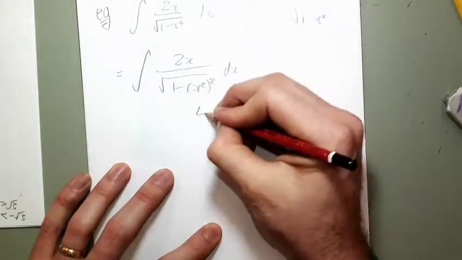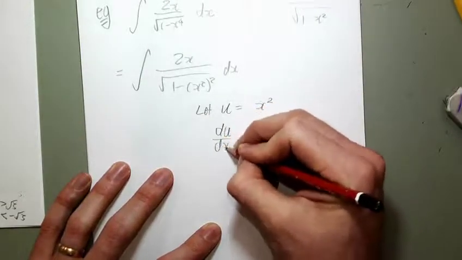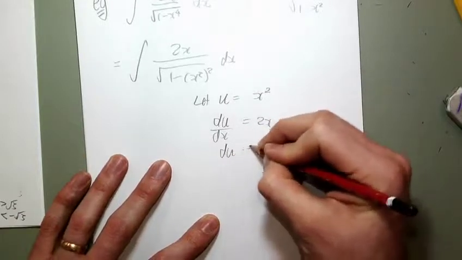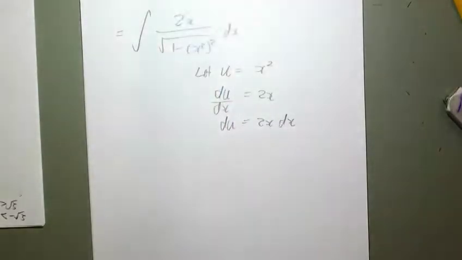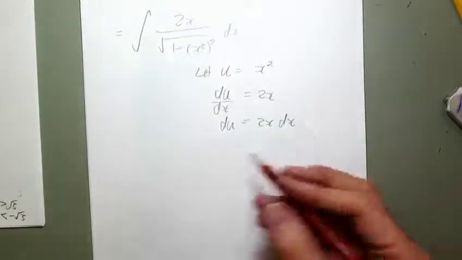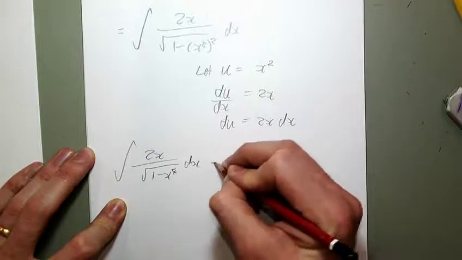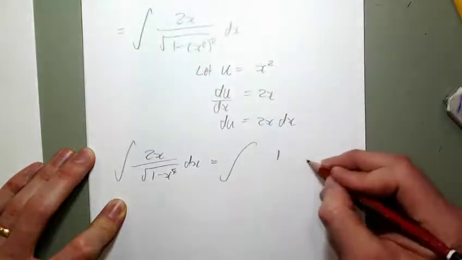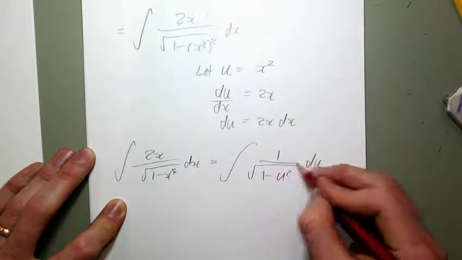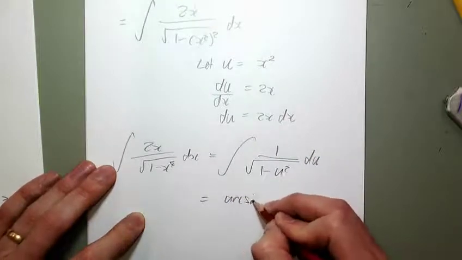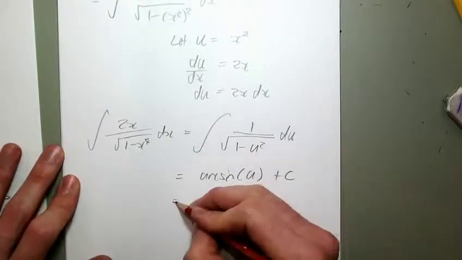Let u be equal to x squared. So then du on dx is 2x. So du is 2x dx. And now let's see, I've got a 2x dx, so that's equal to du. And I've got an x squared, and that's equal to u. So my integral becomes... the 2x dx becomes a 1 du, and the root stays the same, and the x squared becomes a u, and I can do that. That is arcsine of u. Brilliant. But the u is really x squared.